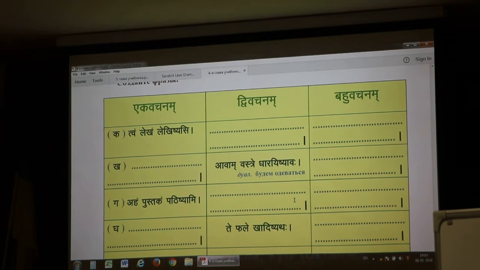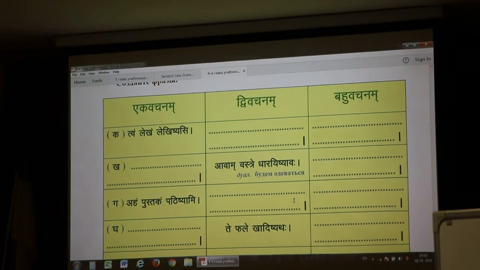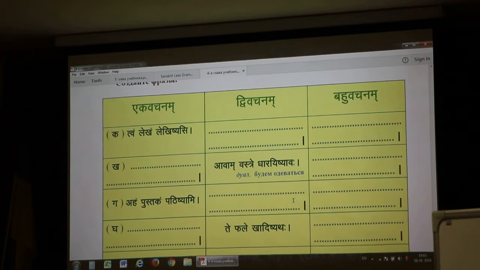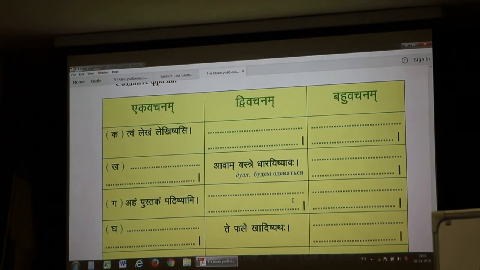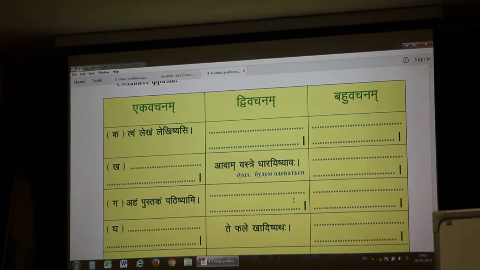I don't remember the name. Yeah. Will you try? It's very easy. Would you like to try? I like, but I don't understand where it is. This is Dvivachan. Okay? This is given. Now you have to convert it into Ekvachan. Avam is Dvivachan. What is the Ekvachan?